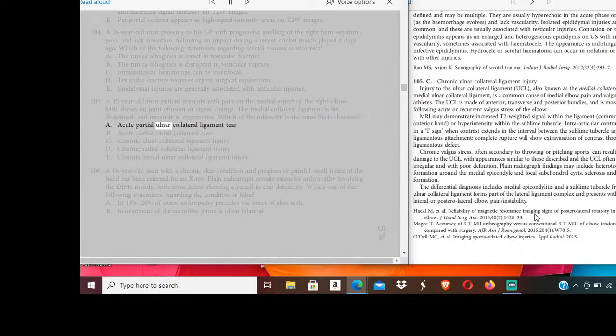A. Acute partial ulnar collateral ligament tear. B. Acute partial radial collateral tear. C. Chronic ulnar collateral ligament injury. D. Chronic radial collateral ligament injury. E. Chronic lateral ulnar collateral ligament injury.